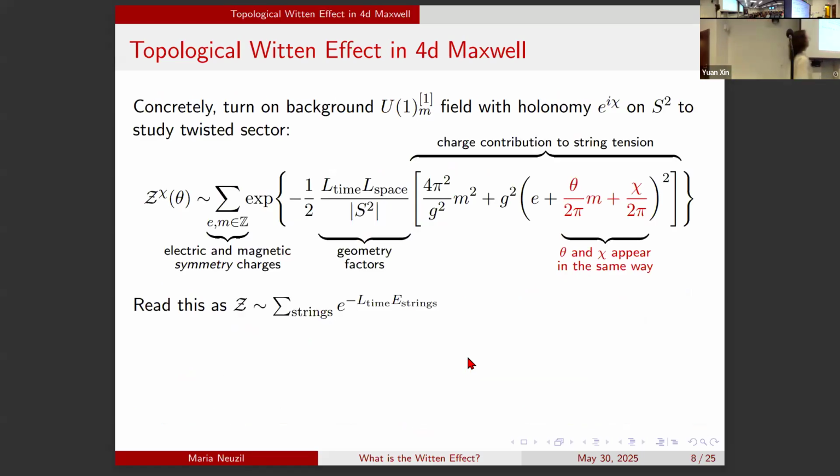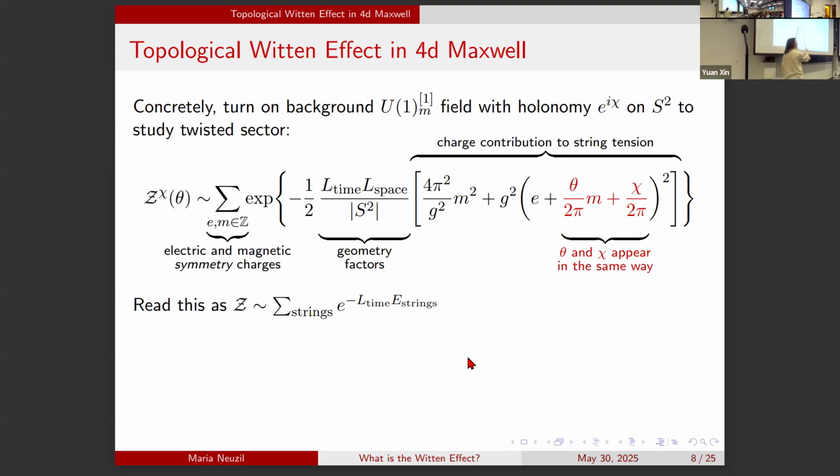I'll give you a few more equations to make this more concrete. We're going to turn on a background magnetic field with a particular holonomy pi, so that we can study the effect of the twisted sector versus the effect of theta. We can evaluate the partition function, and here I've written down the most interesting part of it. How we should read this equation is that it's a sum over string excitations, and it depends on the energy of those string excitations. Very specifically, the sum is over the electric and magnetic symmetry charges, which are integers, for those string excitations.